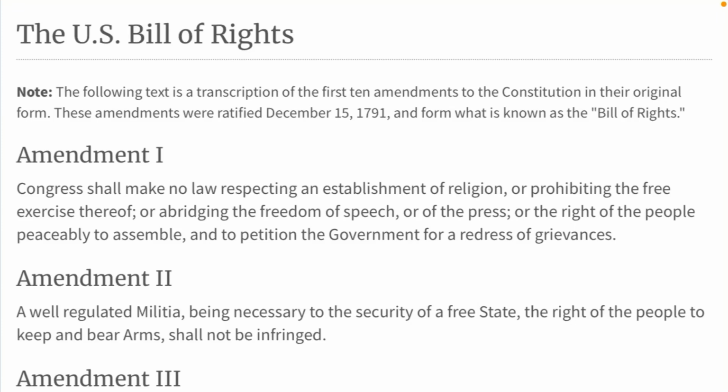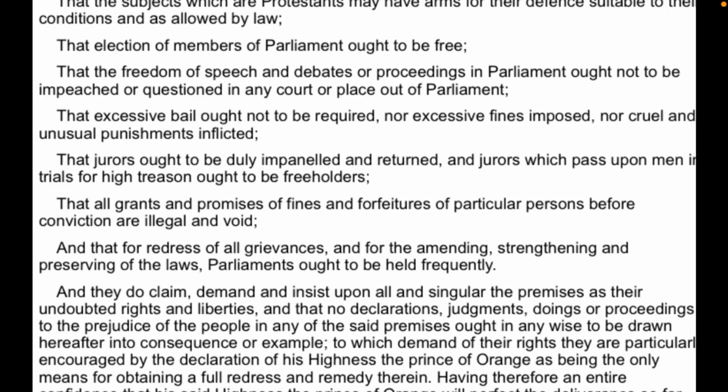According to Amendment 1 of the U.S. Bill of Rights, it says right here that Congress shall make no law respecting the establishment of religion or prohibiting the free exercise thereof, or abridging the freedom of speech, or the press, or the right of the people peacefully to assemble and to petition the government for a redress of grievances. This quotation comes directly from the English Bill of Rights.